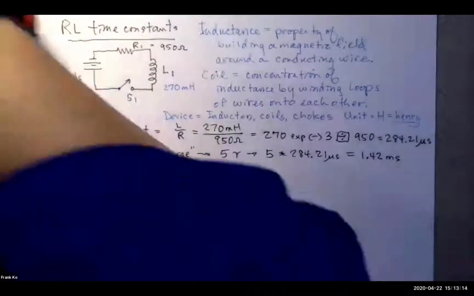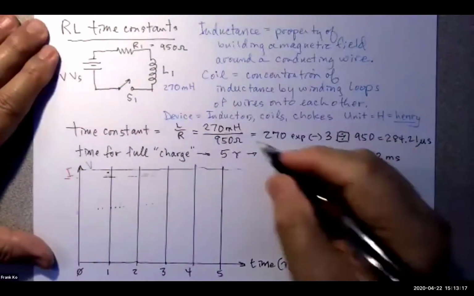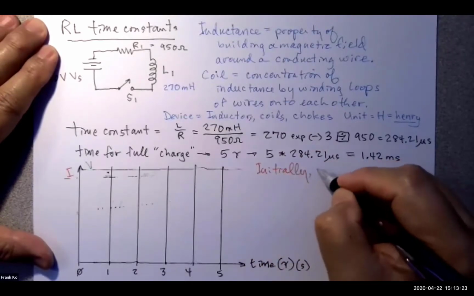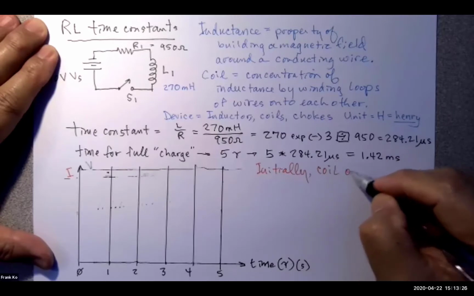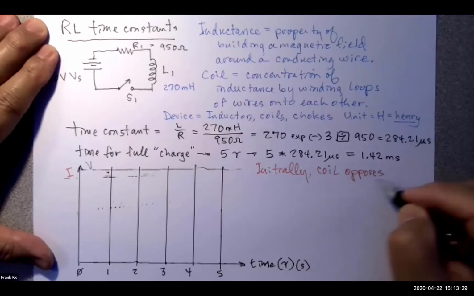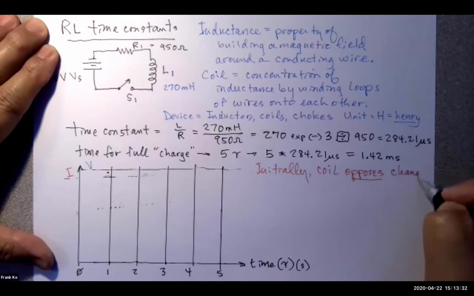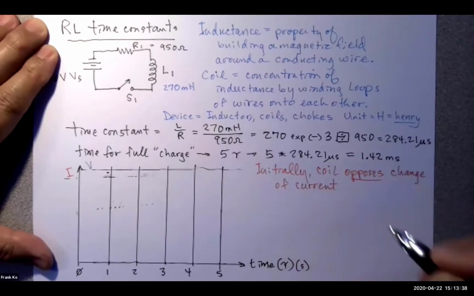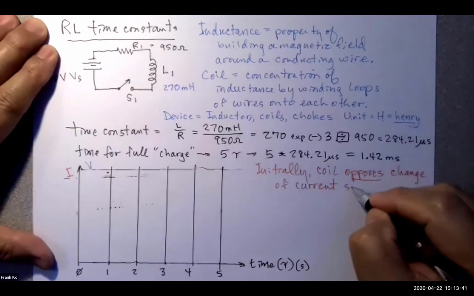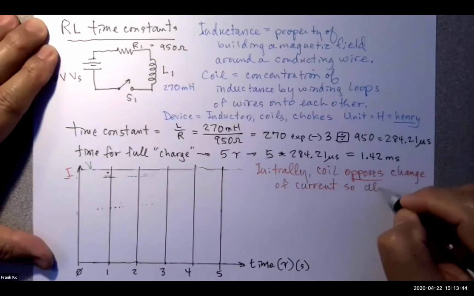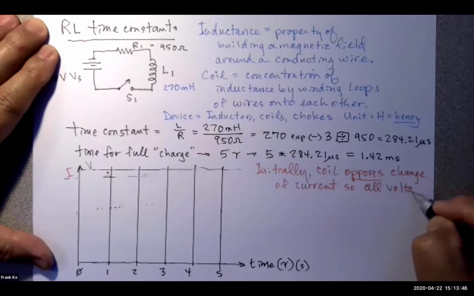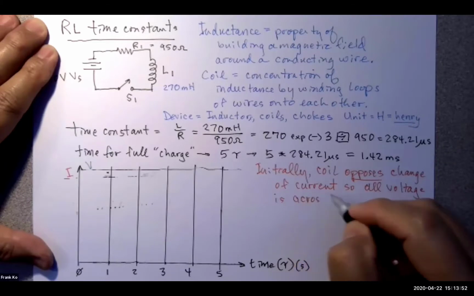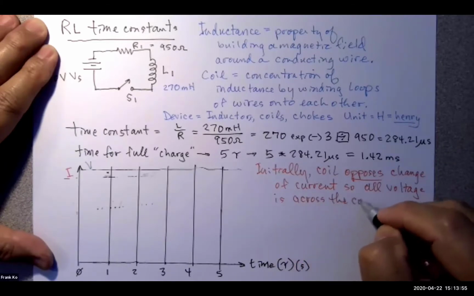So here's the things to keep in mind for a coil. Initially, the coil opposes change of current. So all voltage is across the coil.